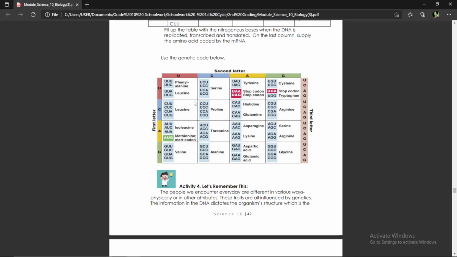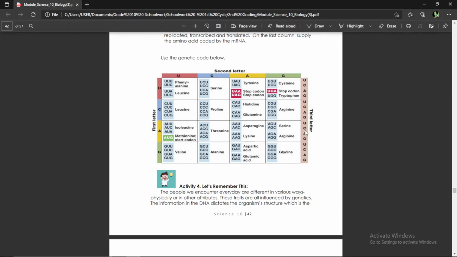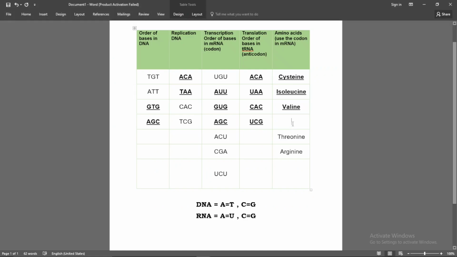Next is AGC. A, G, and C. That corresponds to this line. Or no, wait, AGC. So that corresponds to this line. The serine, AGC. Well, that's the amino acids.